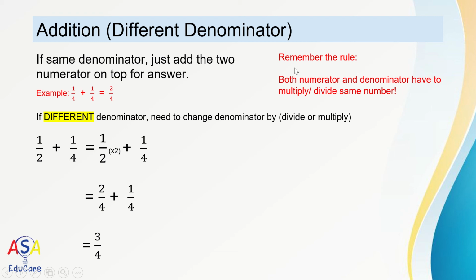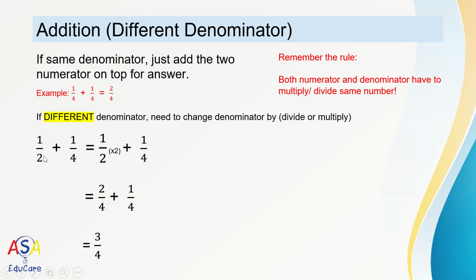Okay, so the rule for here, if it's different denominator and you want to change the denominator. Question here, 1 over 2 plus 1 over 4. When I look at this, I got to decide which one do I change, okay? Usually you change the smaller one, become the bigger one, okay? So for here, what can I multiply to get 4? So you start again with the smallest number. So 2 times 2. So 2 times 2 become 4. Remember top also times 2. So the rule is both numerator and denominator have to multiply, divide the same number.